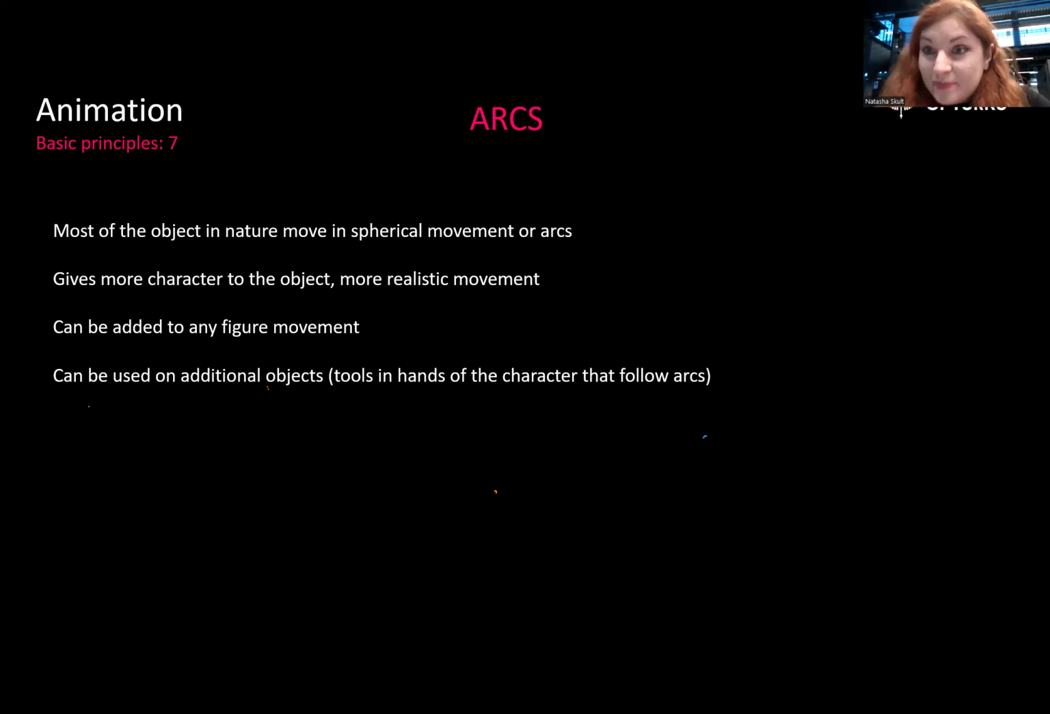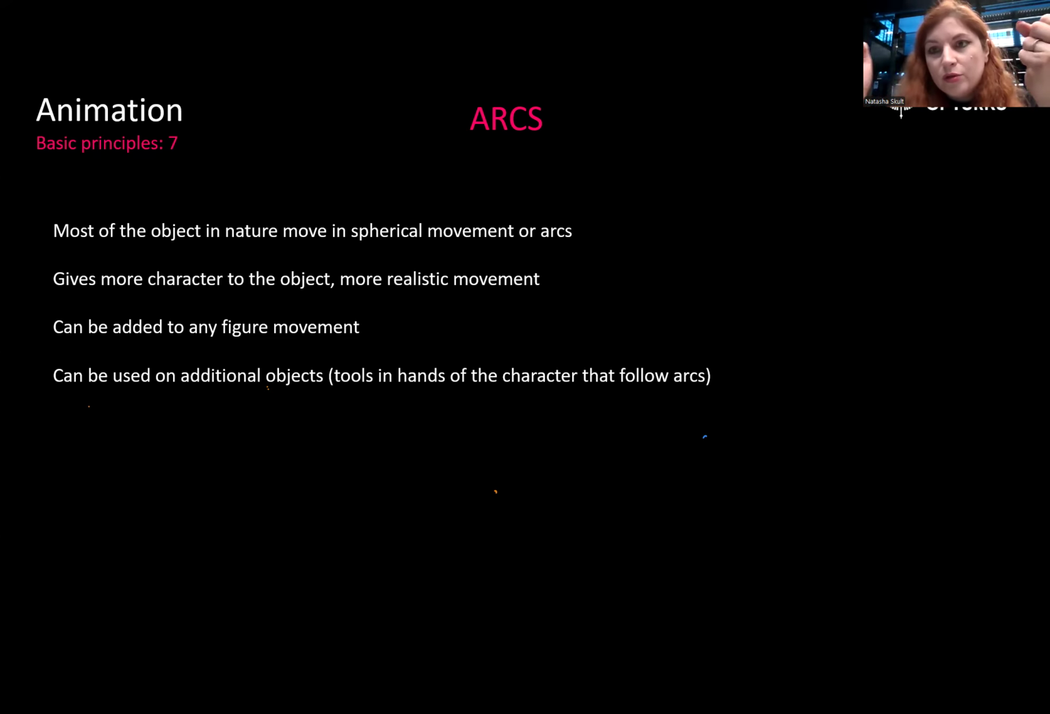Okay, so arcs. Arcs are our best friends. First of all, everything in nature, everything we know of moves in a spherical way, not circular, spherical. And that works to our advantage. This gives characters and objects more realistic movement. Something following a certain type of sphere can be added to the figures themselves, like the way the bodies move. You can use arcs anywhere.